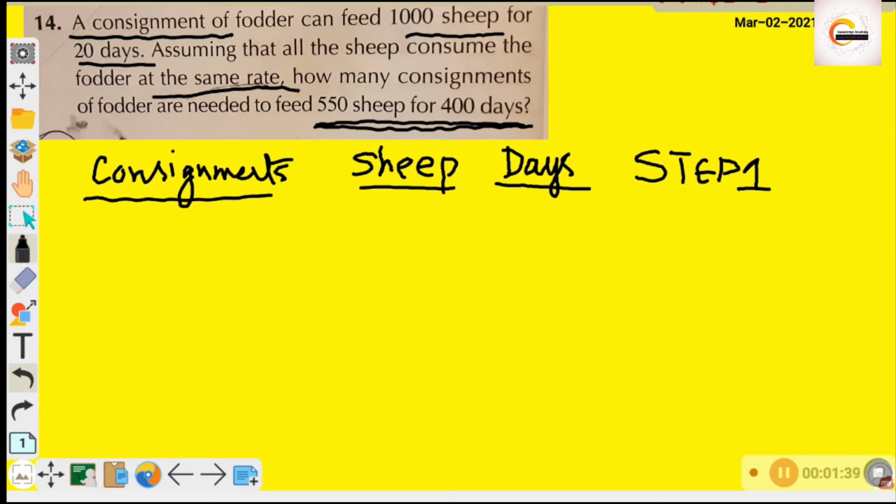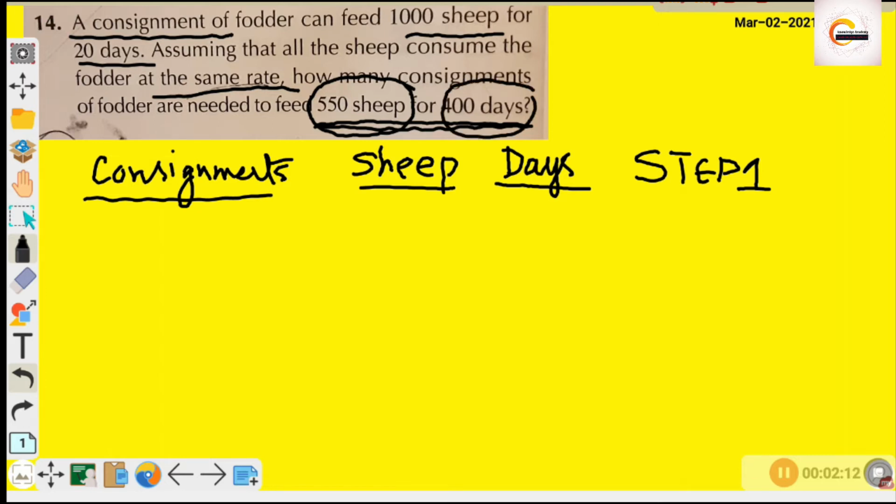So first of all, in the first step, I am going to find out how many days 550 sheep will take to finish the consignment of fodder. Then in the next step, I am going to find out that these 550 sheep will require how many consignments for 400 days.